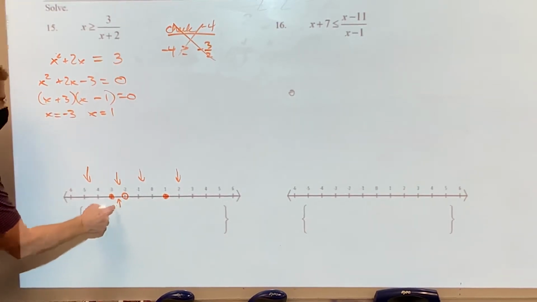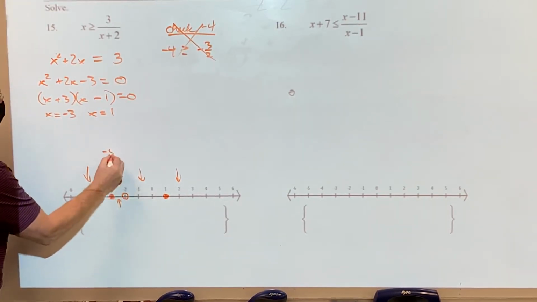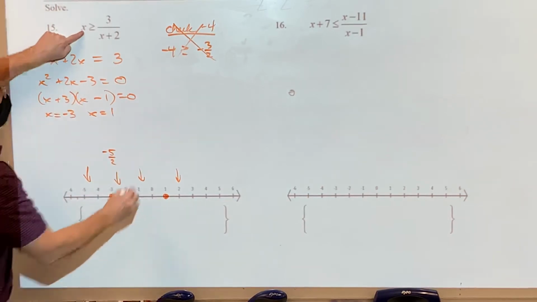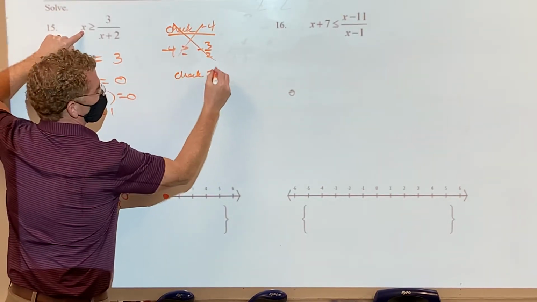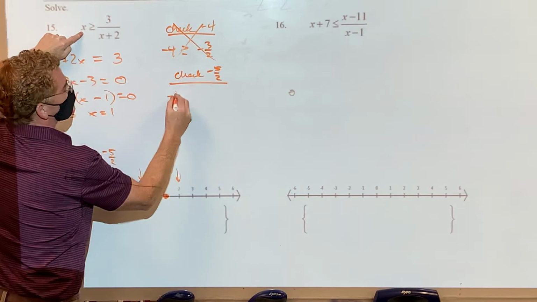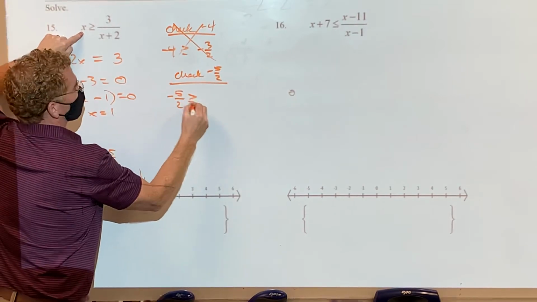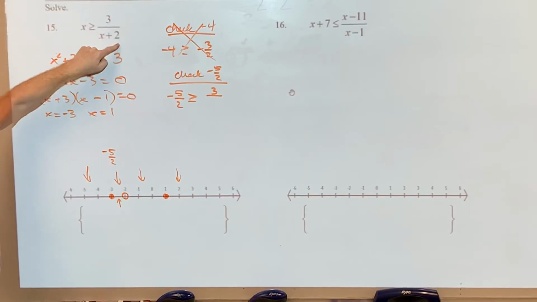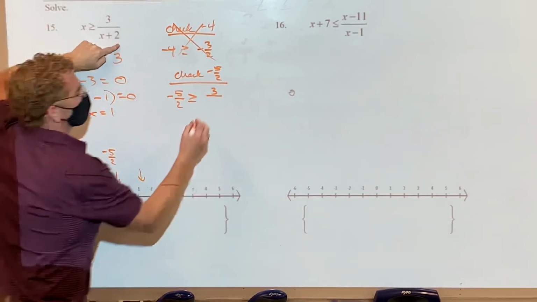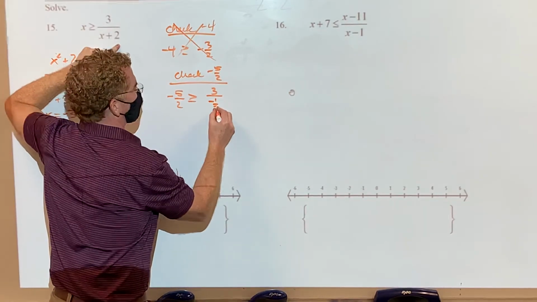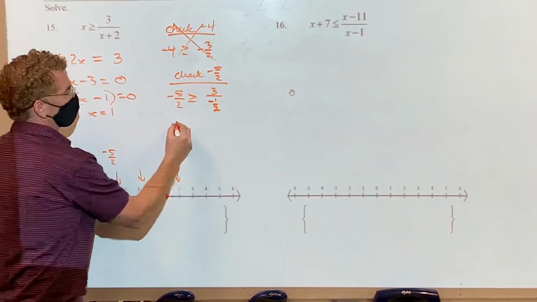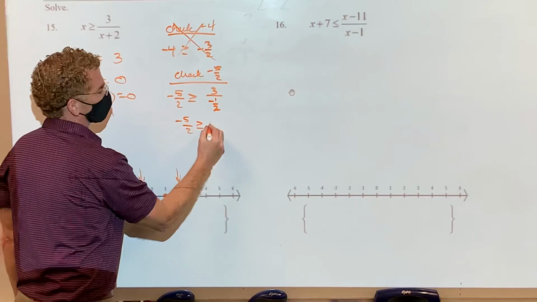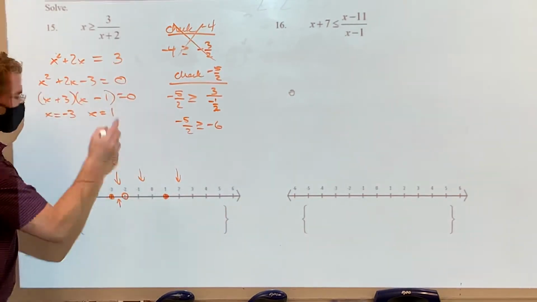So let me check negative 2.5 or negative 5 halves. When I check that, it gives me negative 5 halves greater than or equal to 3 over, what's negative 5 halves plus 2? Negative 1 half. And what's 3 divided by a negative 1 half? Negative 6. Is negative 5 halves bigger than or equal to negative 6? Yes, so shade.